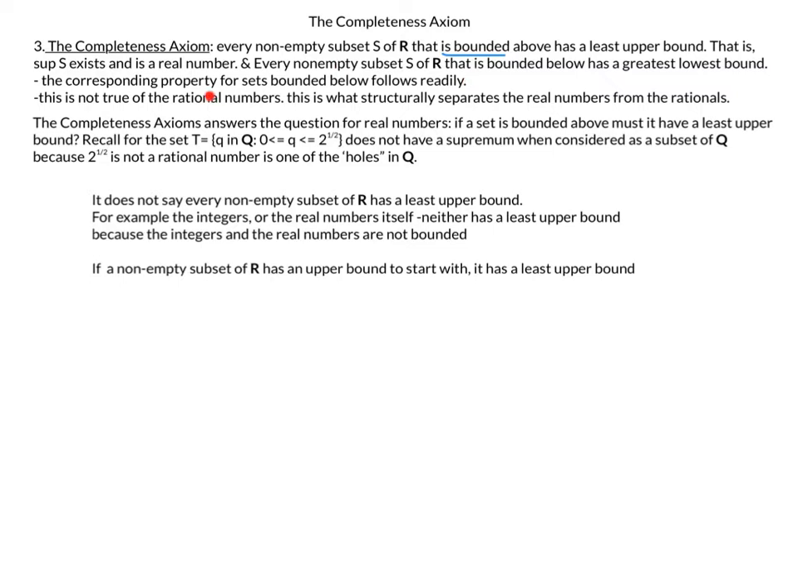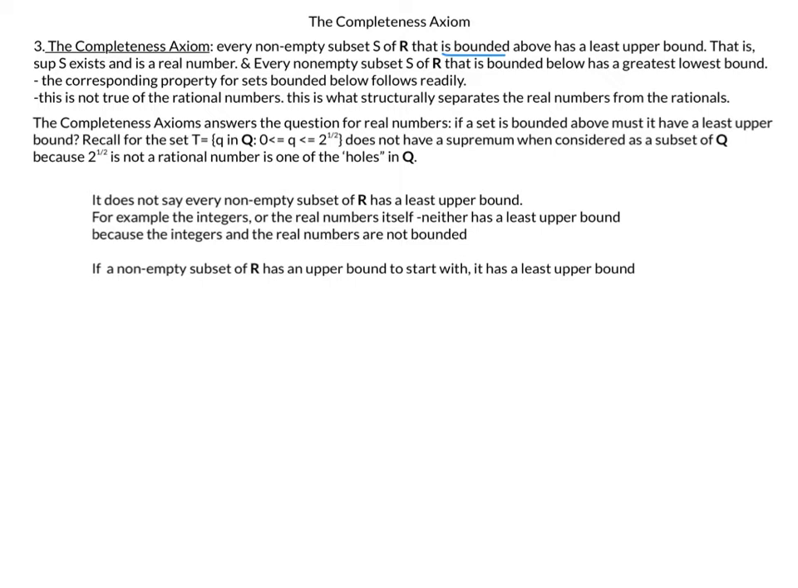This is not true of the rational numbers. So this completeness axiom is not true of the rational numbers, which is what structurally sets the real numbers apart from the rationals. So it's this completeness axiom that gives us no holes. This is the property right here. If it's bounded above, it has a sup. If it's bounded below, it has an inf. So the completeness axiom answers the question for real numbers. If a set is bounded above, it must have a least upper bound.